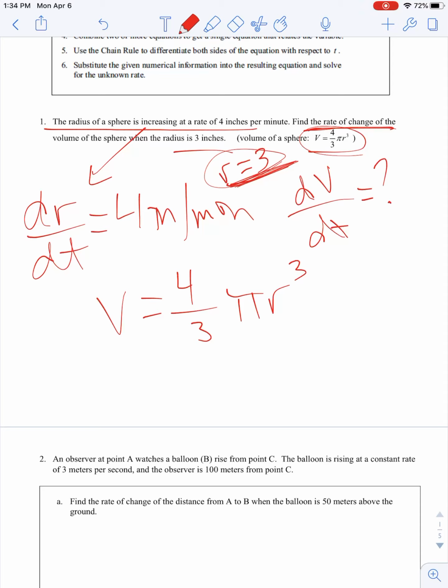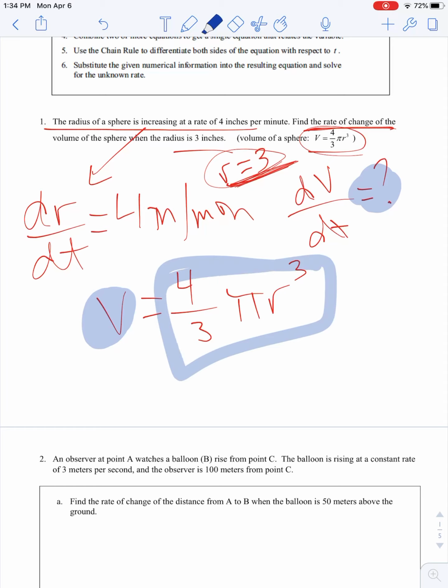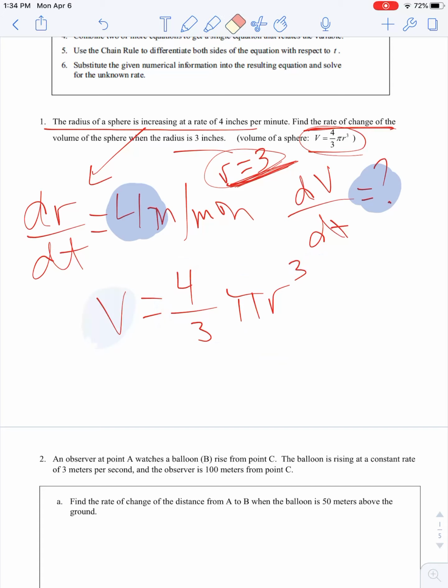Okay? So before I take the derivative, I'm going to think, when I take the derivative of this, I'm going to have a dV/dt. Yep, that's what we're finding. When I take the derivative of this, I'm going to have a dr/dt. I know that's 4 from my information over here. Because you want to make sure you have the information you need. All right, so I take the derivative.